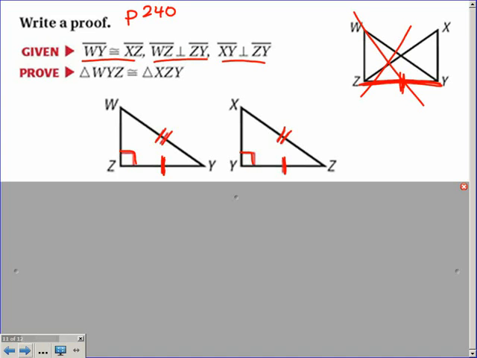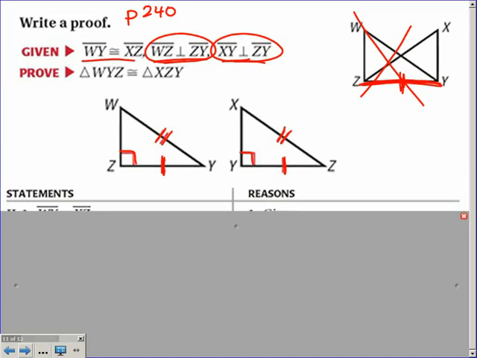If you look at this, if we can prove these are right triangles, there's a hypotenuse and there's a leg, so the two triangles are congruent. Okay? So let's look at how you prove things to be right triangles, because it didn't tell us they're right triangles. They just told us these are perpendicular to each other. This is going to be a couple steps, just so you know. You can see it in the book.